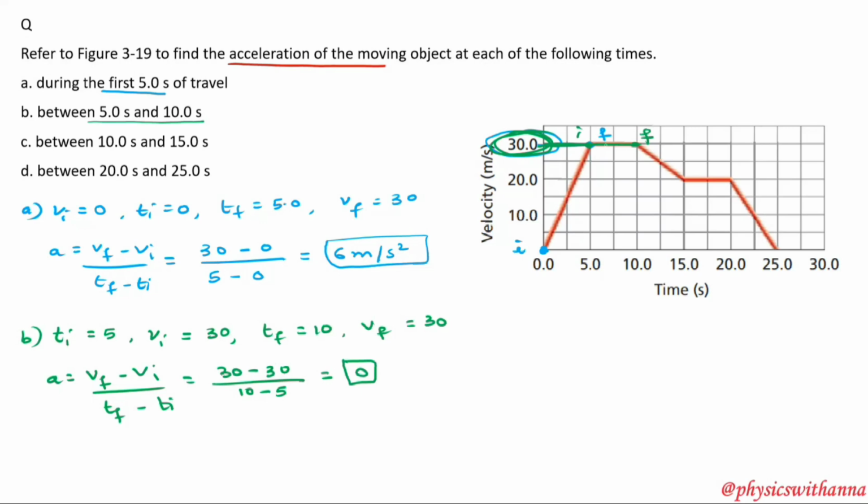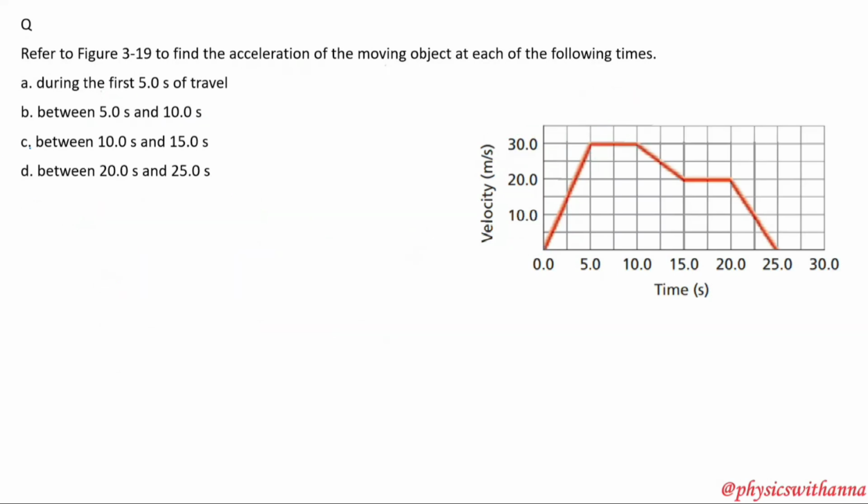So whenever in velocity time graph, you find a straight line parallel to time axis like this one over here, in this situation, your acceleration will be equal to 0 because here velocity is constant. It's not changing. Then we go to part C where we find average acceleration between 10 to 15 seconds. So 10 seconds is right over here. I call this as initial. The starting time will be initial. The ending time will be final. So 15 seconds here is final.